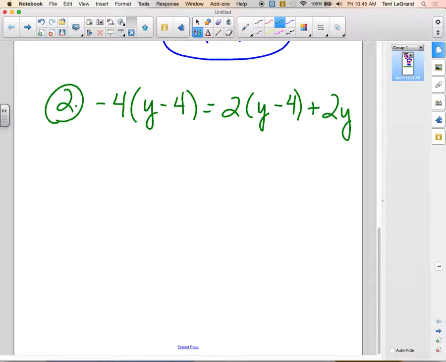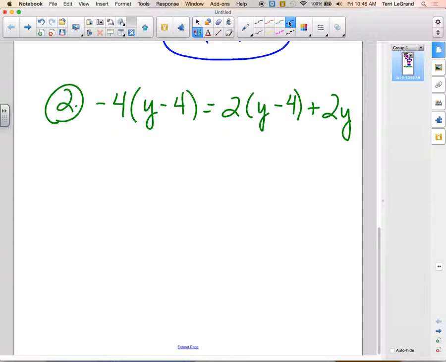Okay, what's going to be our first move? All of us, we all are going to make this first move. Abby? Yeah, change them to add the opposite, so what was being subtracted will become negative, won't it?